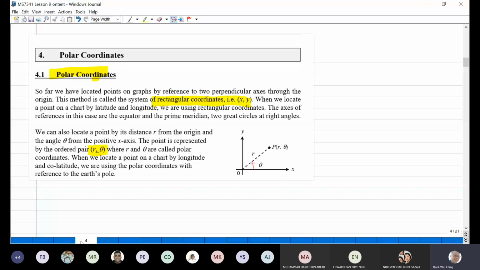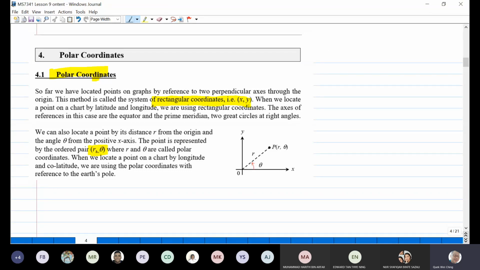So first, before we talk about polar coordinates, we have rectangular coordinates. Rectangular coordinates, let me see whether I need to record this. Actually, in the morning I recorded a lesson, I believe. Okay, never mind, so I can still record that. So we start with rectangular coordinates first.